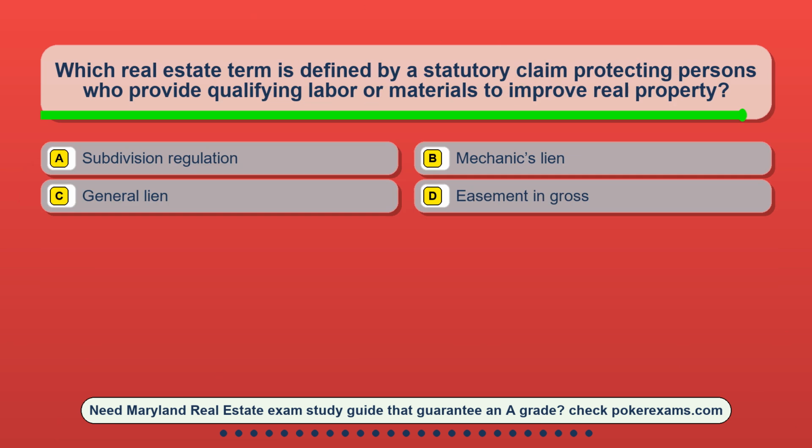Question 2. Which real estate term is defined by a statutory claim protecting persons who provide qualifying labor or materials to improve real property? Option A, subdivision regulation. Option B, mechanics lien. Option C, general lien. Option D, easement in gross.